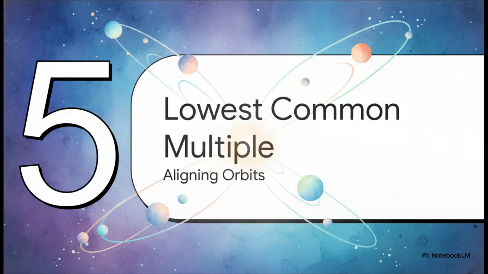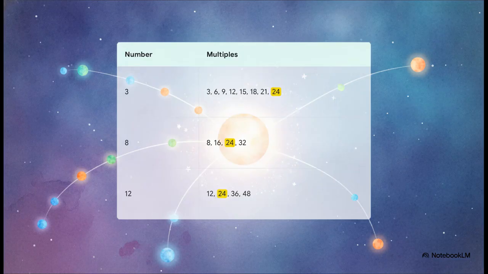Section 5, Lowest Common Multiple, or LCM. This brings us to our final destination, the precise moment where these expanding orbital paths perfectly align. Let's use the listing method again, this time to find the LCM of 3, 8, and 12. First, we map out the multiples of 3. 3, 6, 9, 12, 15, 18, 21, 24.